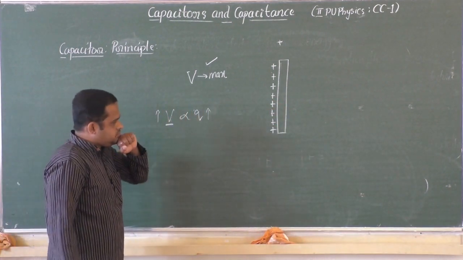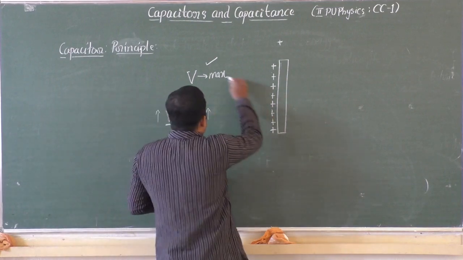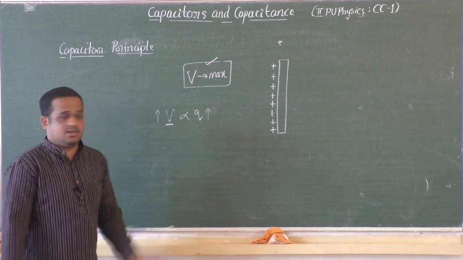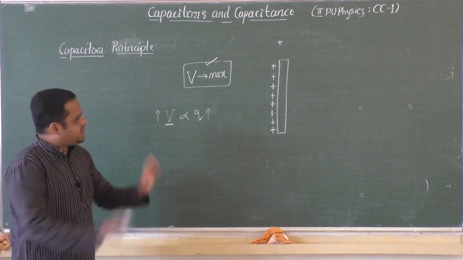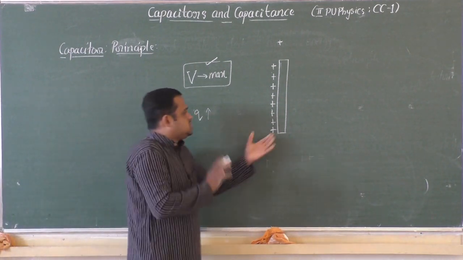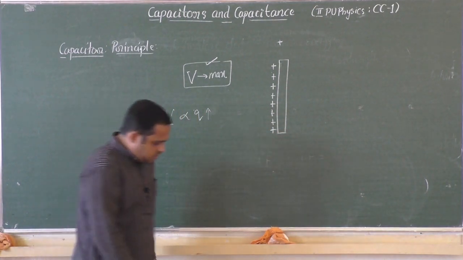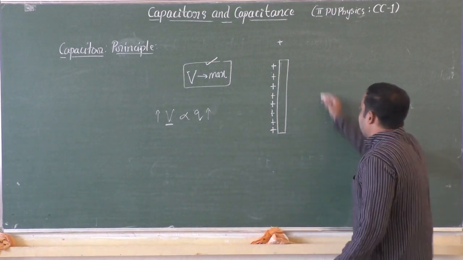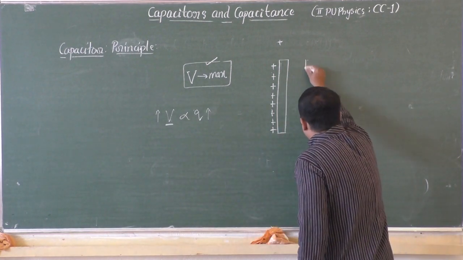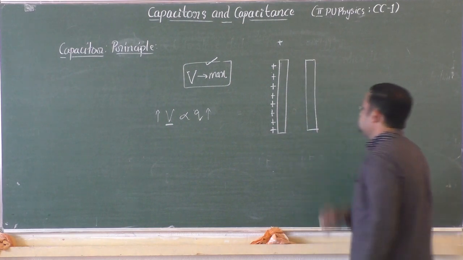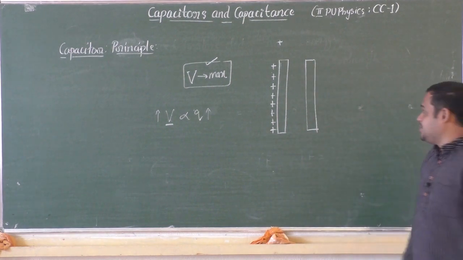Now imagine that potential is now maximum on the conductor. Potential reached its maximum value. After this, the charging process of this conductor is not possible. Now what I do is, I'll place an uncharged conductor near this charged conductor.